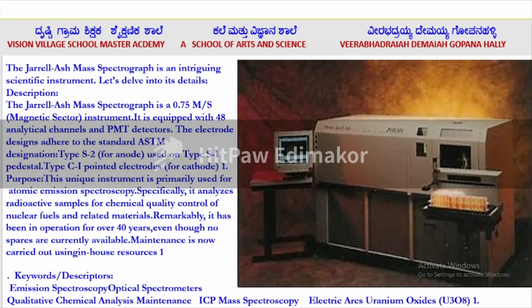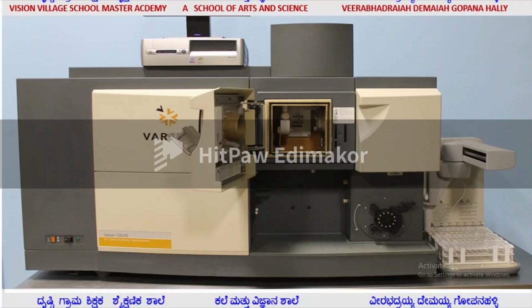Well, as I told you, the Jarrell mass spectrograph is an intriguing scientific instrument used with the help of carbon rods. The samples are loaded in carbon tubes, vials you can say, and subjected to the instrument, which is primarily used for atomic emission spectroscopy. The Jarrell mass spectrograph is a good old instrument now. The parts are not available and it is very difficult and costly to maintain, therefore it is banned as far as today's analysis is concerned.